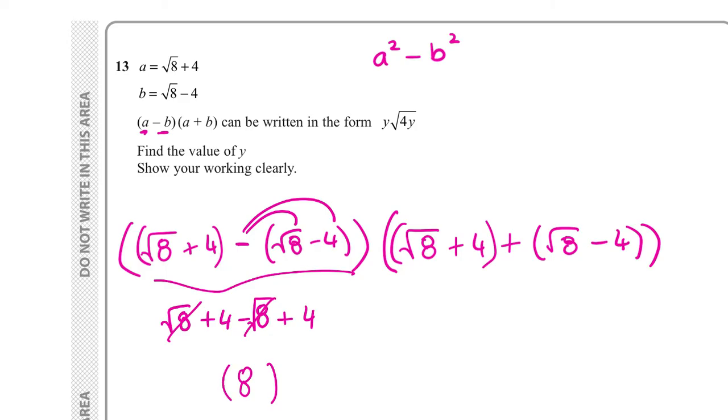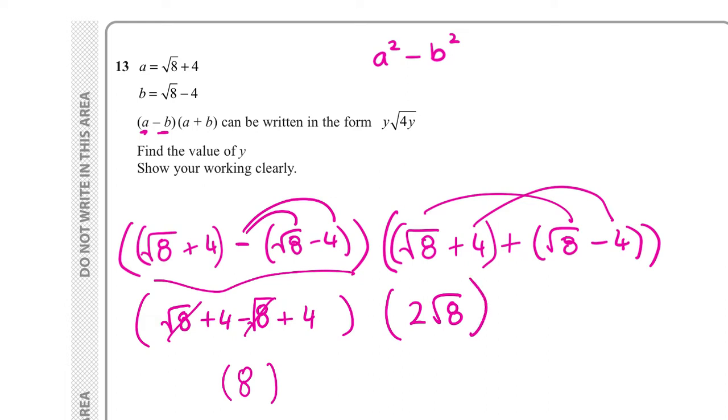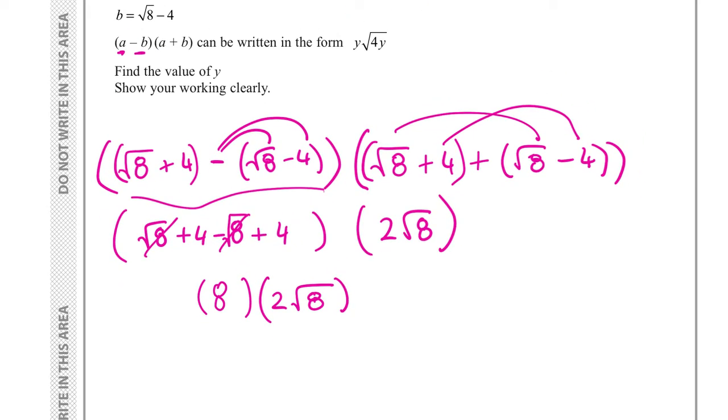What we're going to get? Root 8 plus root 8 is what? 2 root 8. Yeah, because we're adding. 4 minus 4? Nothing. So this is actually going to give me 2 root 8. So we're going to get 8 times 2 root 8. So far, this is 16 root 8. However, it wants it in the form y root 4y, because we can still simplify the 8. Root 4 times root 2.